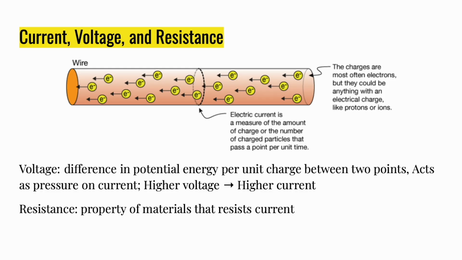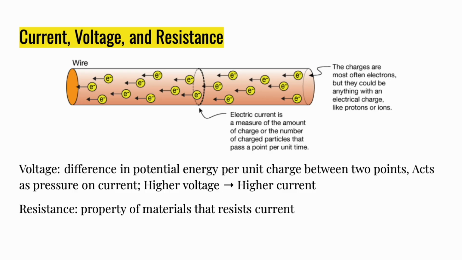In order to understand how to use resistors, it's important to understand the concepts of current, voltage, and resistance. Current is a measure of the amount of charged particles passing a point per unit time. Most of the time, it's the flow of electrons, but can be anything with an electrical charge, like protons or ions. Voltage is the difference in potential energy per unit charge between 2 points.